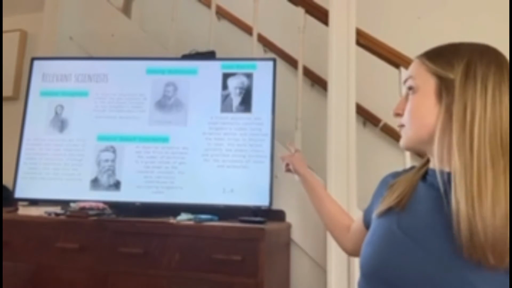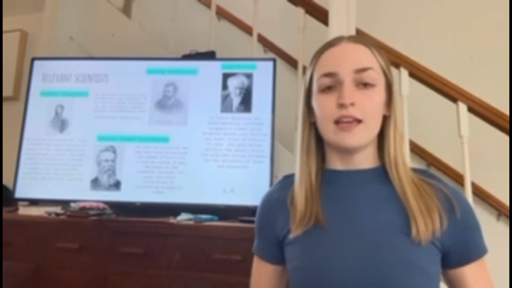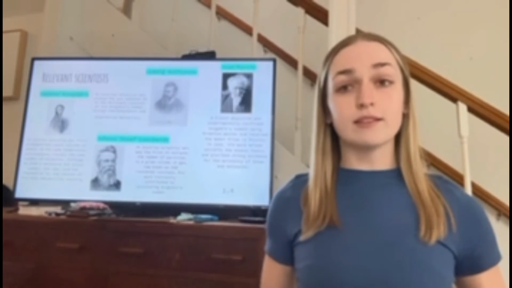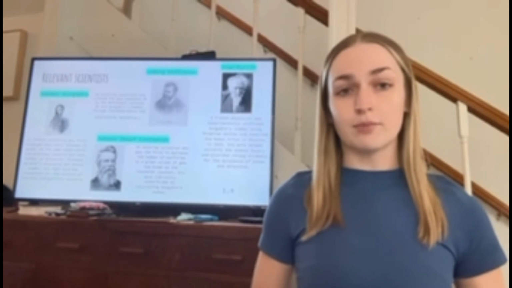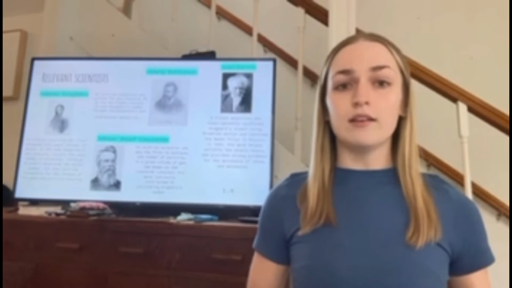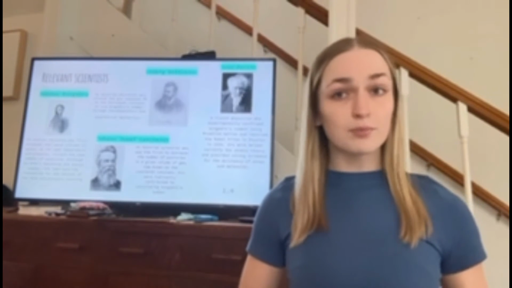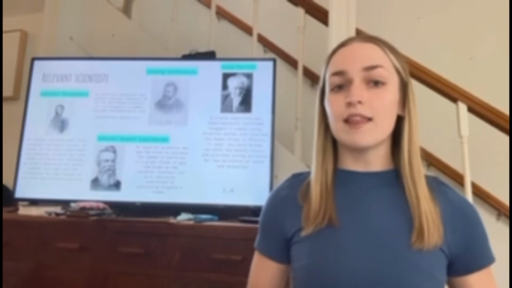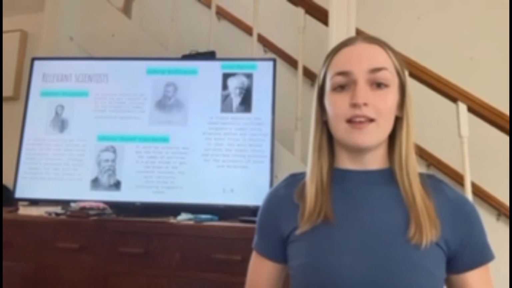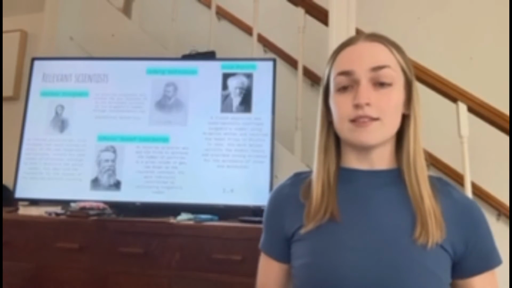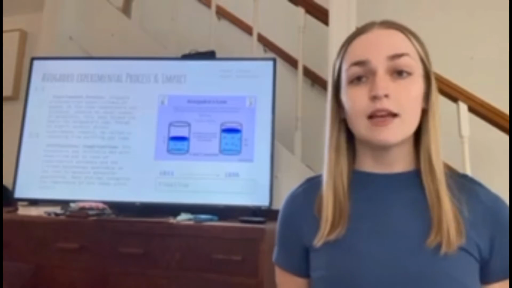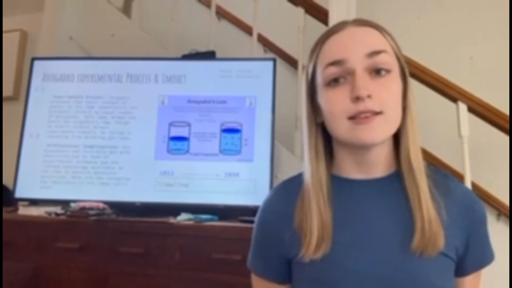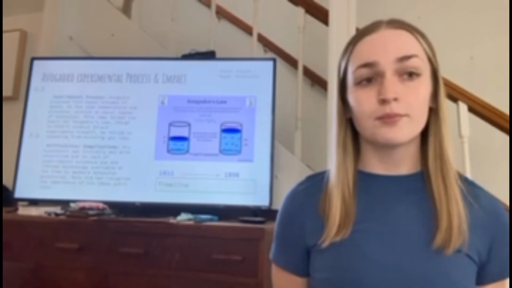And last but not least, we have Jean Perrin. He was a French physicist who experimentally confirmed Avogadro's number using Brownian motion and received the Nobel Prize in Physics in 1926. His work helped solidify the atomic theory and provided strong evidence for the existence of atoms and molecules. So let's get into the experimental process and impact of Avogadro's number.